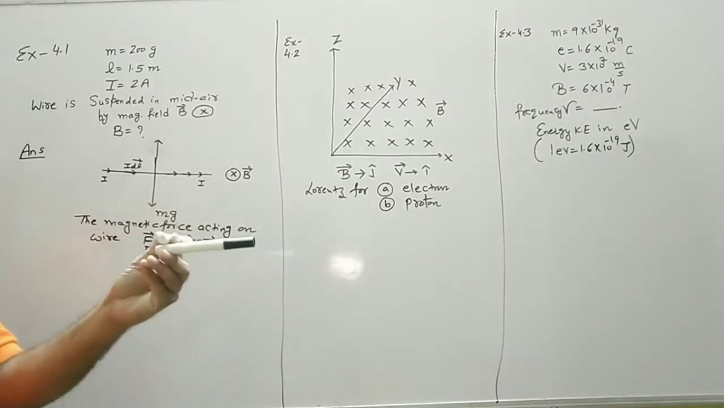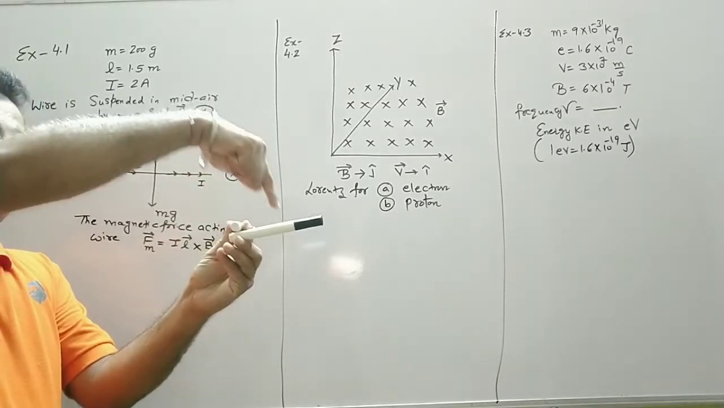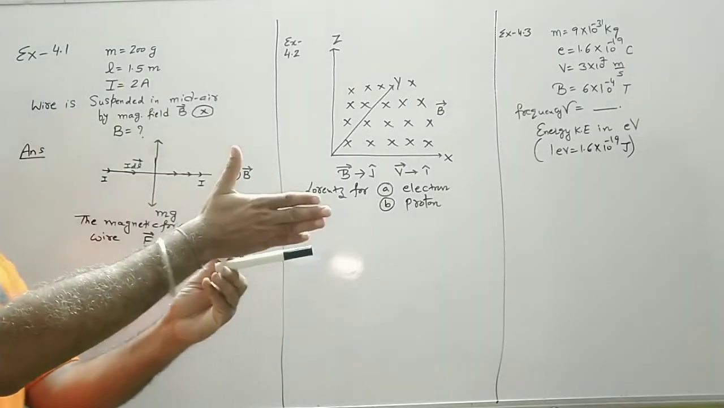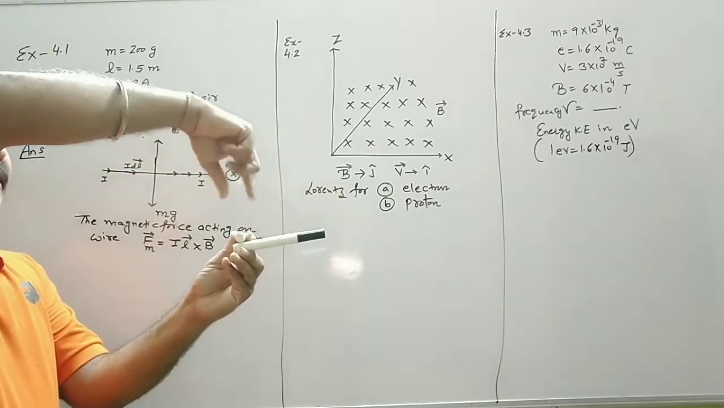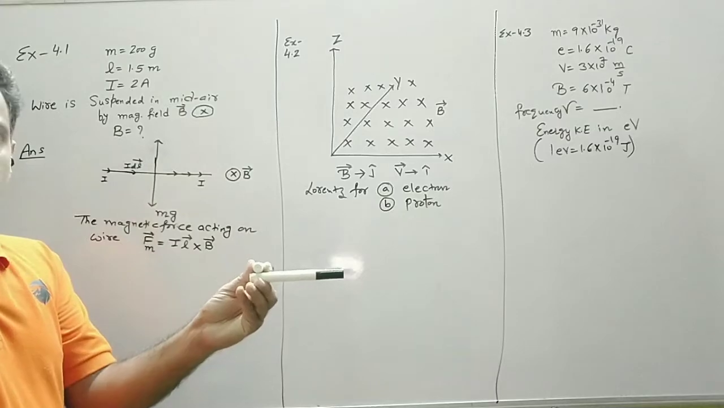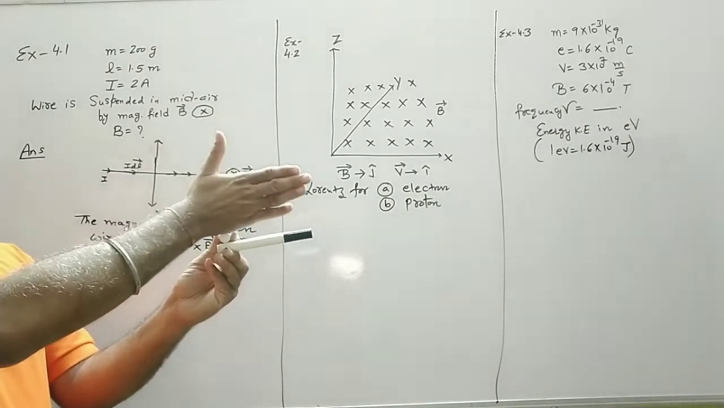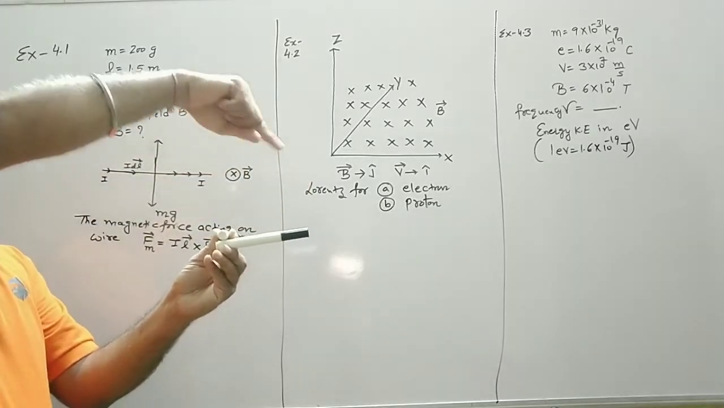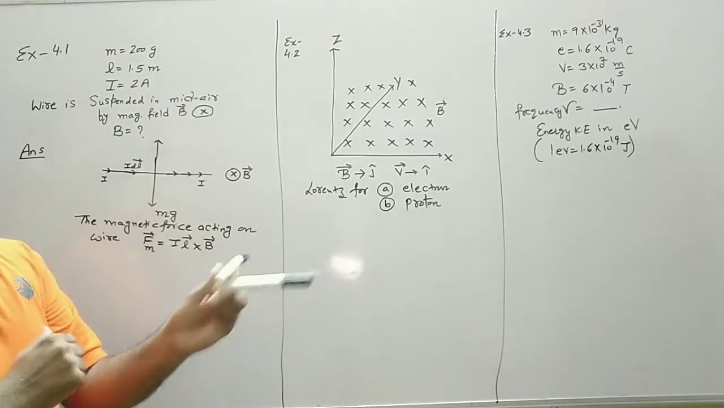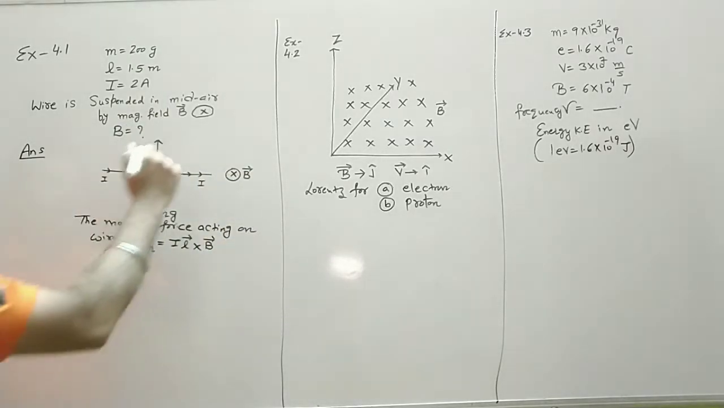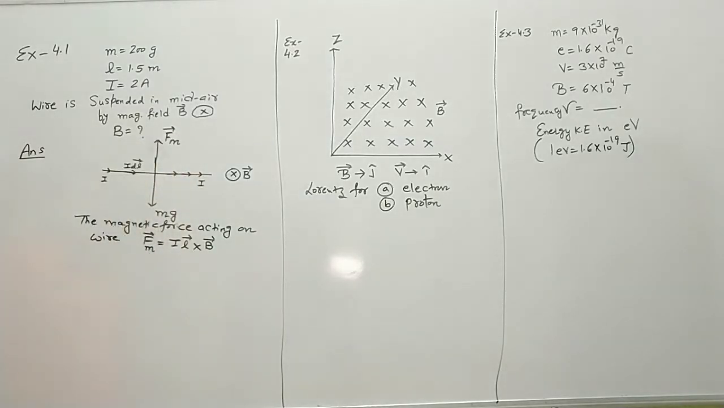And if I have to apply the screw rule, I will place a screw here, rotate it in the direction from IL cross B, that is from this side to this. So I will rotate it like this. The screw will be moving upward. So you can place a screw and rotate it. If you see the direction of the head of the screw, it will be anti-clockwise and it will be coming upward. So the magnetic force will be in the upward direction using the right hand screw rule.